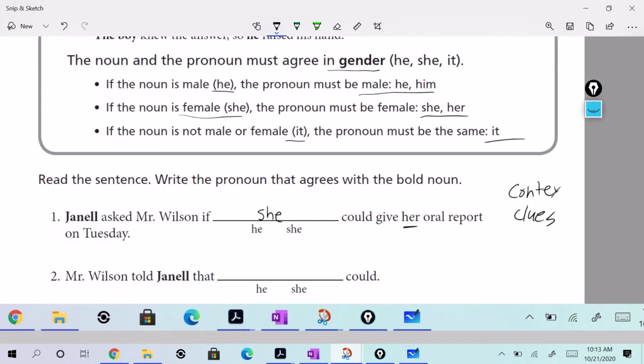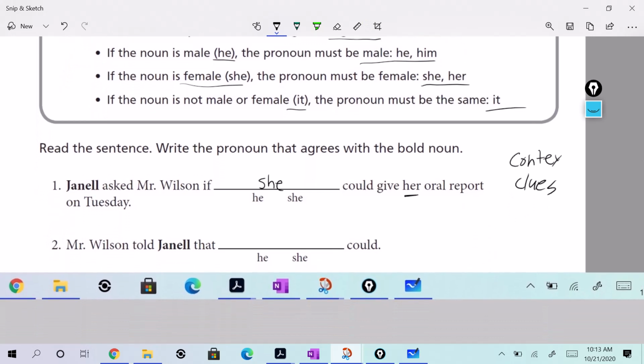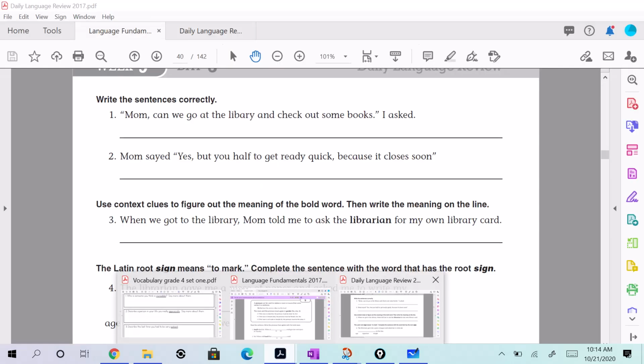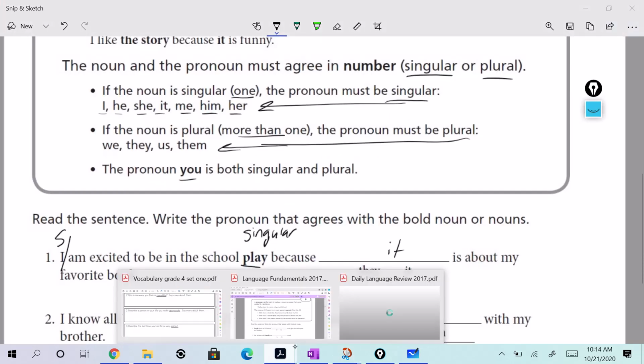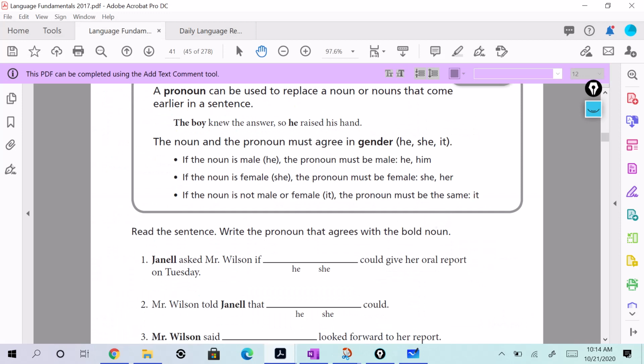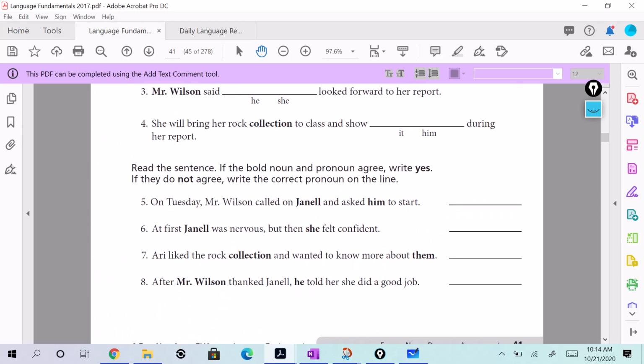Mr. Wilson told Janelle that she... Because she refers to Janelle, right? Do you guys got it? Let's keep looking at it. Ready? Here we go. On Tuesday, Mr. Wilson called on Janelle and asked him to start. Uh-oh. Does that agree? No. What should it be? She. And her. Yes.